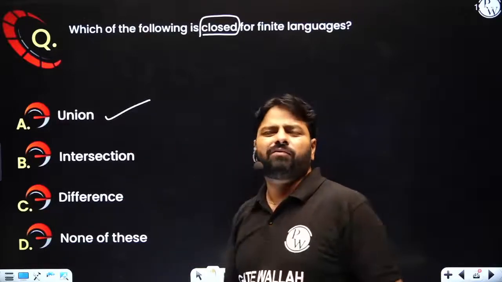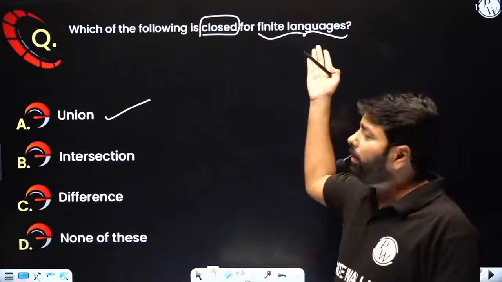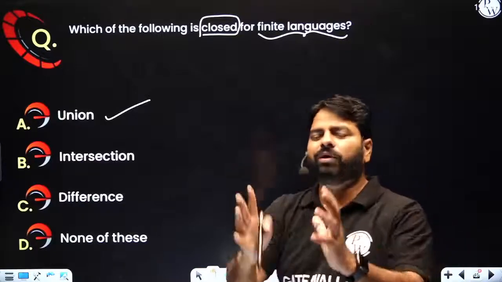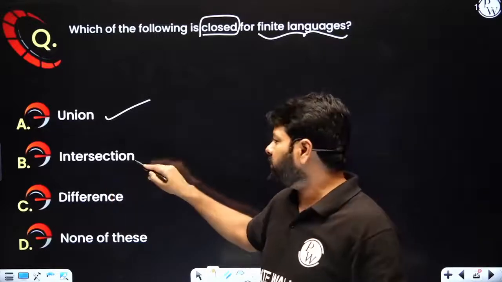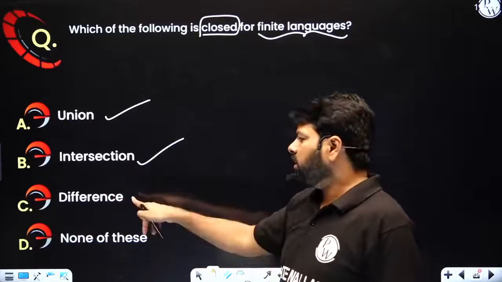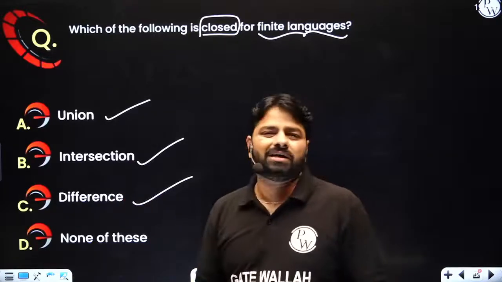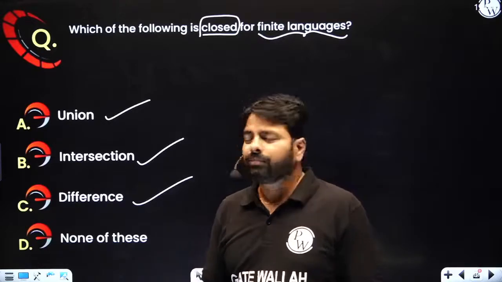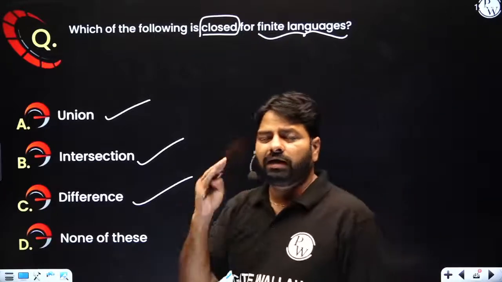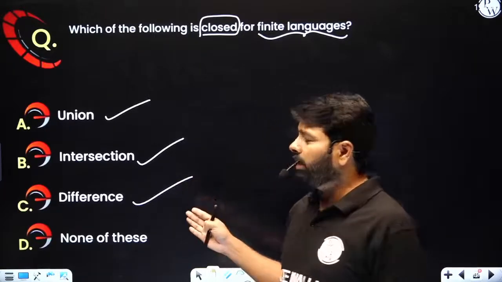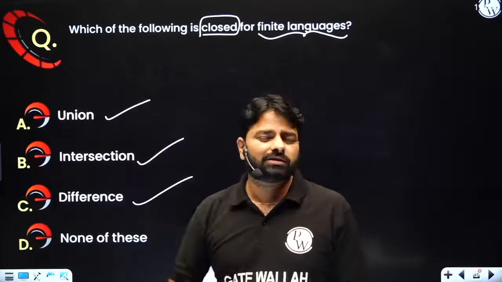Why am I taking only finite? Why am I not taking regular or infinite? Because the domain is already fixed. This is talking about the domain, right? So we should think about only finite languages as input. So finite intersection finite is always finite. So it means closed. Difference: finite minus finite is always finite. So options A, B, C are correct. It is MSQ type, and you should choose union, intersection, difference. All are closed for finite languages. Go back and look at what we have seen. Finite union finite is finite, finite intersection finite is finite, finite difference with finite is finite.